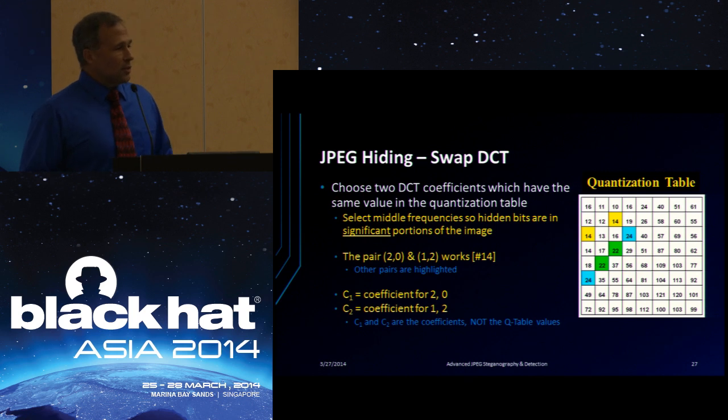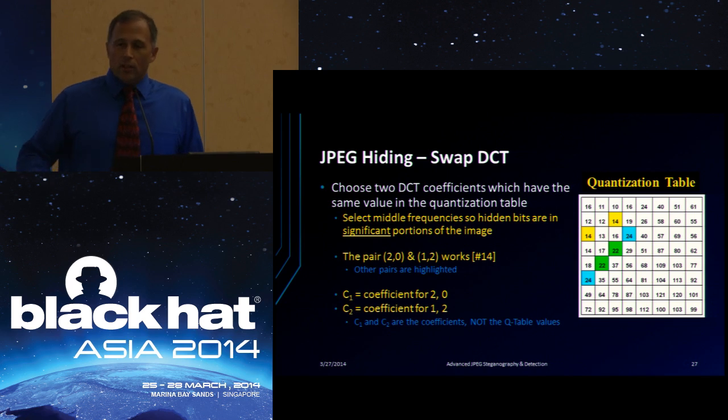So sometimes that's already true. Sometimes when you check the coefficients, the correct ratio is already valid, so you don't change anything. Your message is already there, and you go on to the next block. If your message isn't there, then they swap the DCT coefficients, so they're in different positions, so that now it is true. That's all you have to change, and then you go on to the next block.